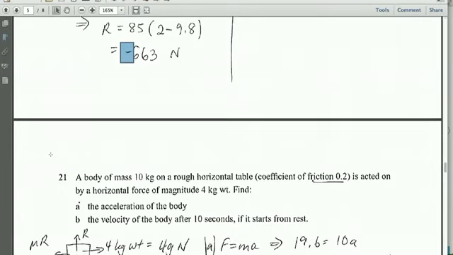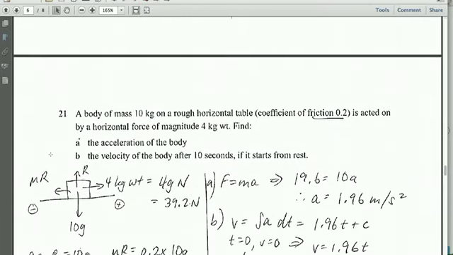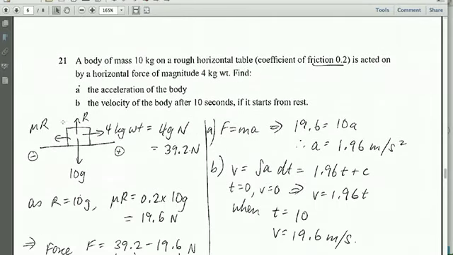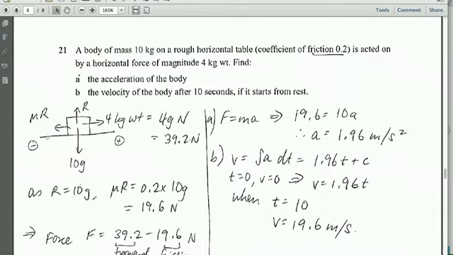All right, next one is looking at, again, the same idea as we've seen before. This one looks at something called kilogram weight, though. And kilogram weight is just a fancy way of saying g, like 4g. So when we look at this body of mass 10 kilos on a rough horizontal surface, I'm going to actually draw this one.